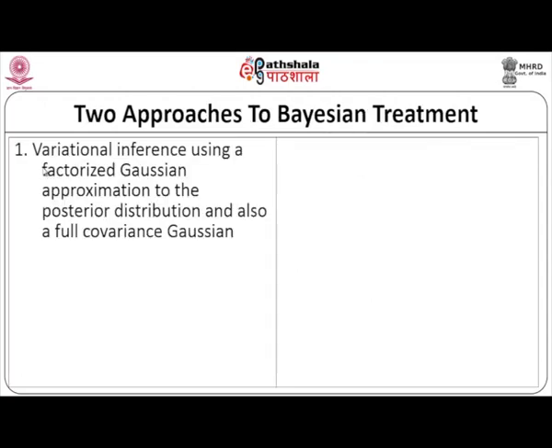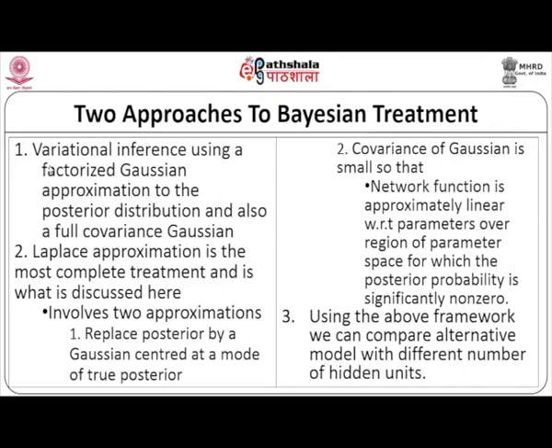There are two approaches to the Bayesian treatment: variational inference using a factorized Gaussian approximation to the posterior distribution, and the Laplace approximation. Here we are talking about the approximation techniques, and it involves two approximations: the replacement of the posterior by a Gaussian centered at a mode of the true posterior. The covariance of the Gaussian is small, so the network function is approximately linear. Using the above framework, we can compare alternative models with different numbers of hidden units. The basic thing of Bayesian is that you take different models with different numbers of hidden units and see which is better, using the Bayesian treatment.